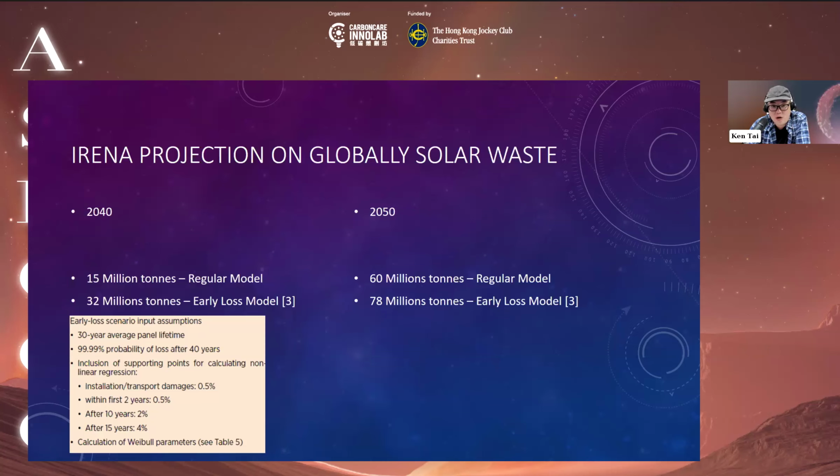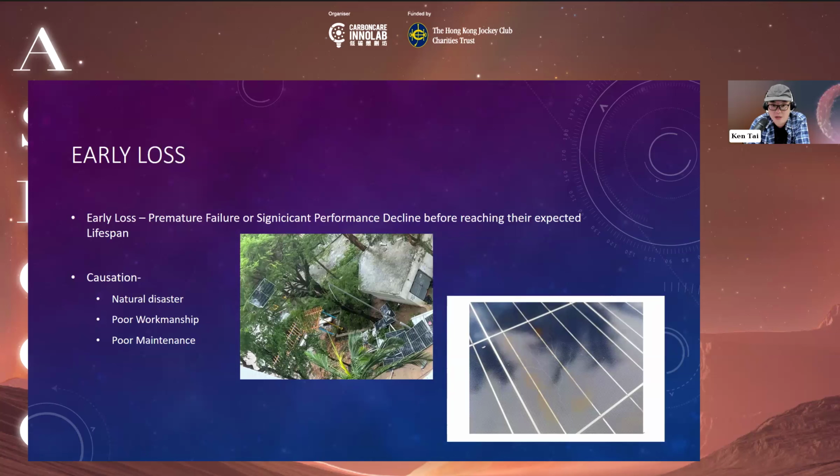In reality, if we take early loss into account, the global number of solar waste rises to a whopping 32 million and 78 million respectively. From the screen, you can see the early loss scenario assumption, but to cut it short, early loss means premature failure or significant performance drop before reaching their expected lifespan. It can be caused by multiple factors, for example, natural disaster, typhoon, heavy snow, or simply poor workmanship during installation, micro cracks, overheating, or at last, simply a very poor maintenance scheme of the system. So you have hotspots, you will have dead inverters. These are all factors for the early losses.